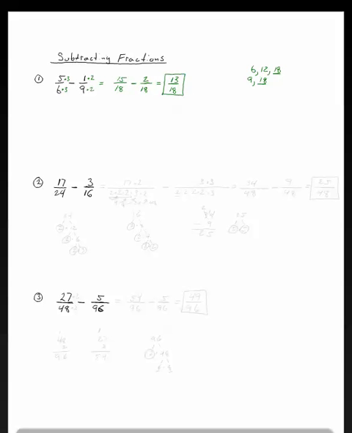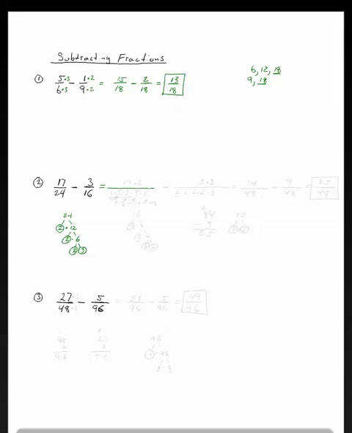In problems like problem 2, we have 17 over 24 minus 3 over 16. These denominators of 24 and 16 may be too large for us to just find it by multiples. So what we can use is prime factorization. I take 24 and I break it down into its prime factors. 24 is 2 times 12. 2 is prime, but 12 is not. It's 2 times 6. 2 is prime, but 6 is not. It's 2 times 3. And the 2 and the 3 are both prime.